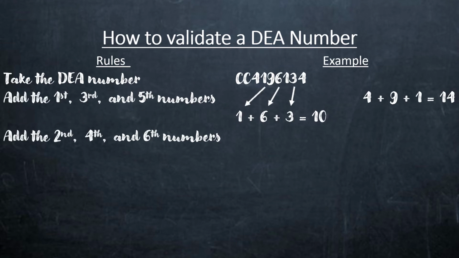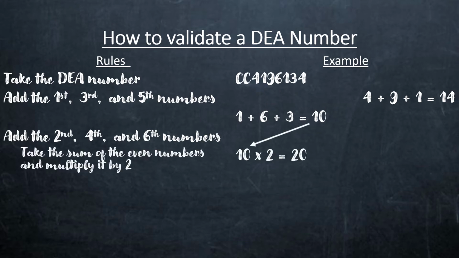Remembering that number 14, we move on to the second step. The second step is to take the second, the fourth, and the sixth numbers in our DEA number and add those together. So in this example, we'll add 1, 6, and 3 to get the sum of 10. Now you need to take the sum of the second, the fourth, and the sixth numbers that you got, and multiply that by 2. So in our example, we added those together, we got 10, and so we're going to times 10 by 2 to get 20.